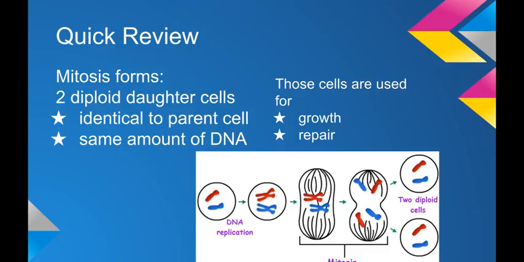A quick review: mitosis forms two diploid daughter cells. Remember, we said that those daughter cells are absolutely identical to the parent cell. They have the same amount of DNA as was in the parent cell. And those cells produced from mitosis are used for growth and repair. Here's our picture of mitosis. One parent cell, two daughter cells, same amount of DNA. They look exactly the same.